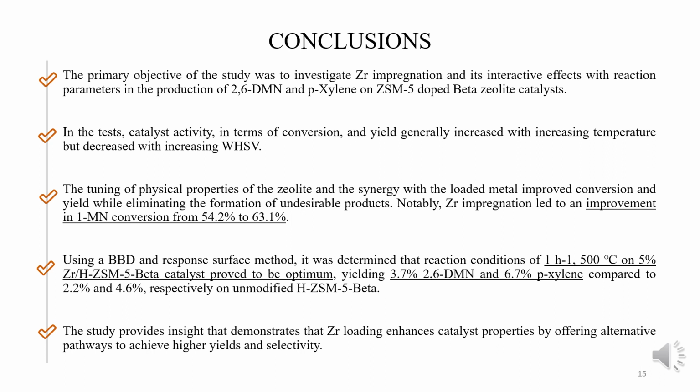Notably, zirconium impregnation led to a significant improvement in 1-methyl-naphthalene conversion, increasing it from 54.2% to 63.1%. By utilizing a Box-Behnken design and response surface methodology, the optimum reaction conditions were identified as a space velocity of 1 per hour and a temperature of 500 degrees Celsius on the 5% zirconium ZSM-5 beta catalyst. These conditions yielded 3.7% 2,6-dimethyl-naphthalene and 6.7% p-xylene, compared to 2.2% and 4.6% respectively on the unmodified ZSM-5 beta catalyst. This study provides valuable insights demonstrating that zirconium loading enhances catalyst properties by offering alternative pathways to achieve higher yields and selectivity.